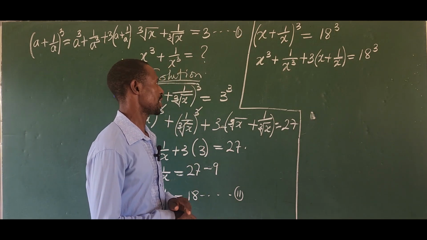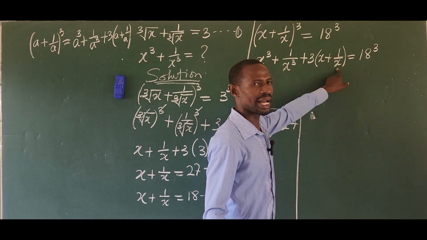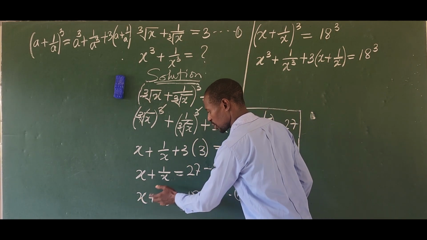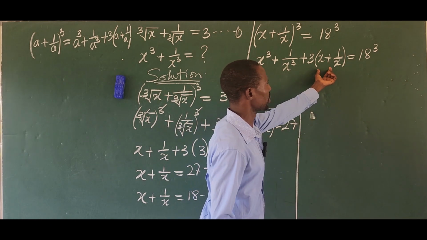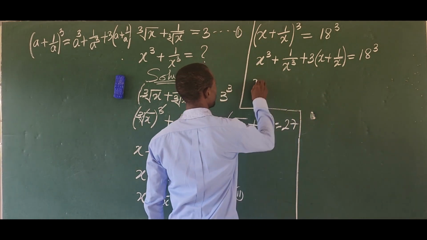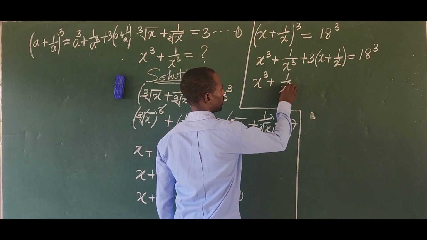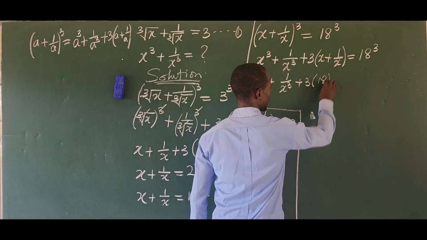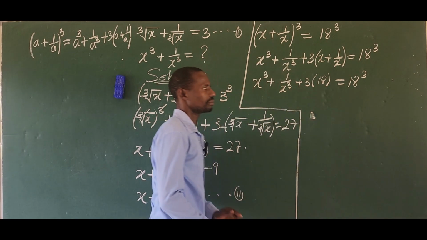So what we do next now, look at this. We are having x plus 1 all over x, and look at equation 2. x plus 1 all over x is equal to 18. So all we have to do is to put in 18 here. So this is going to give us x to the power of 3 plus 1 all over x to the power of 3, then plus 3 into our 18, close bracket, equal to 18 to the power of 3.